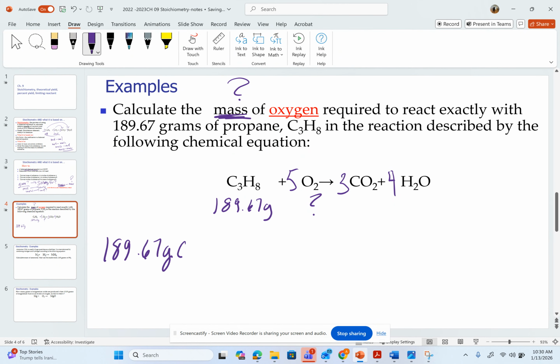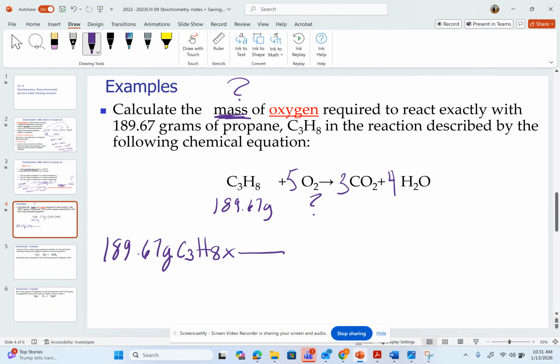189.67 grams of C3H8. Now, my connection between mass and moles, because the only way I can switch from moles of propane to moles of oxygen is I have to convert my given mass into moles. Then I'm going to come up and use my mole ratios. So I'm going to do that by using the molar mass of propane.